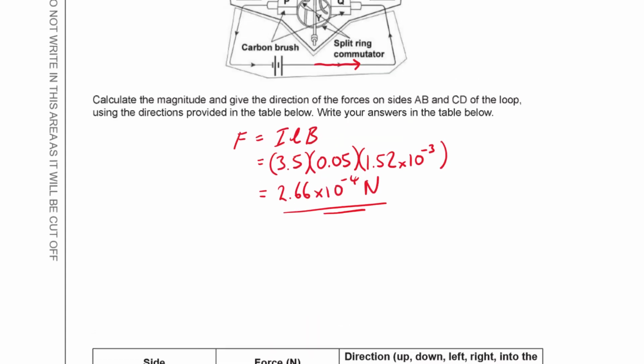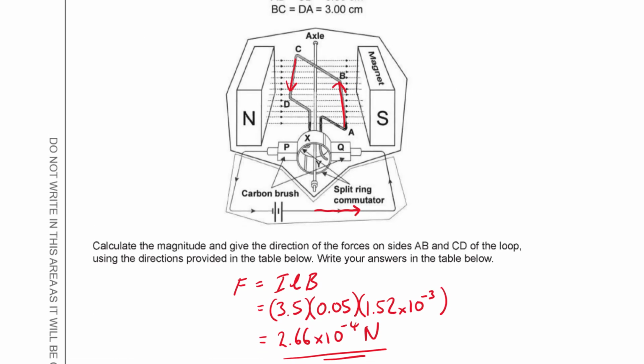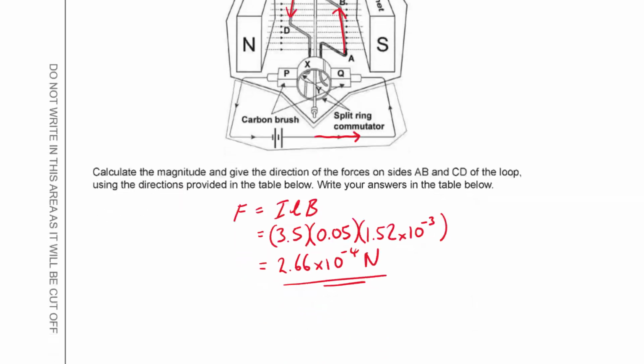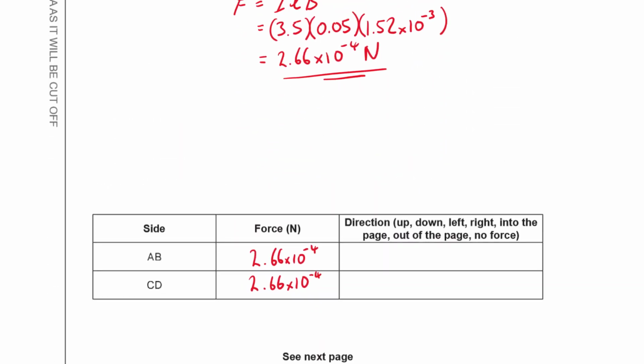Now the direction, if I come back up, I can see I'm going to do AB first. The current's going, I suppose, into the page using my thumb, if the current's going into the page, and my fingers are pointing to the right. Then my palm, which is the direction of the force, is going to be pushing down. So over here, I'm going to write down. And that would mean on the other side of the coil, it would be pushing up. And those are the answers.